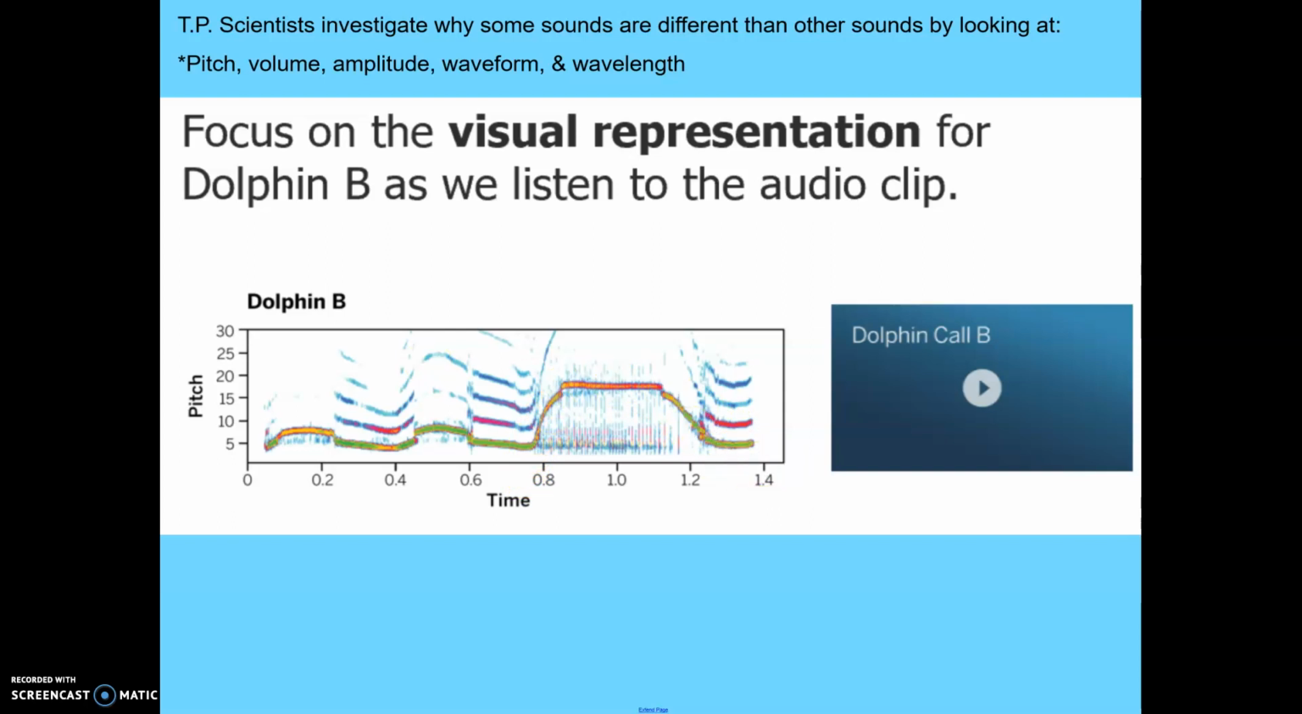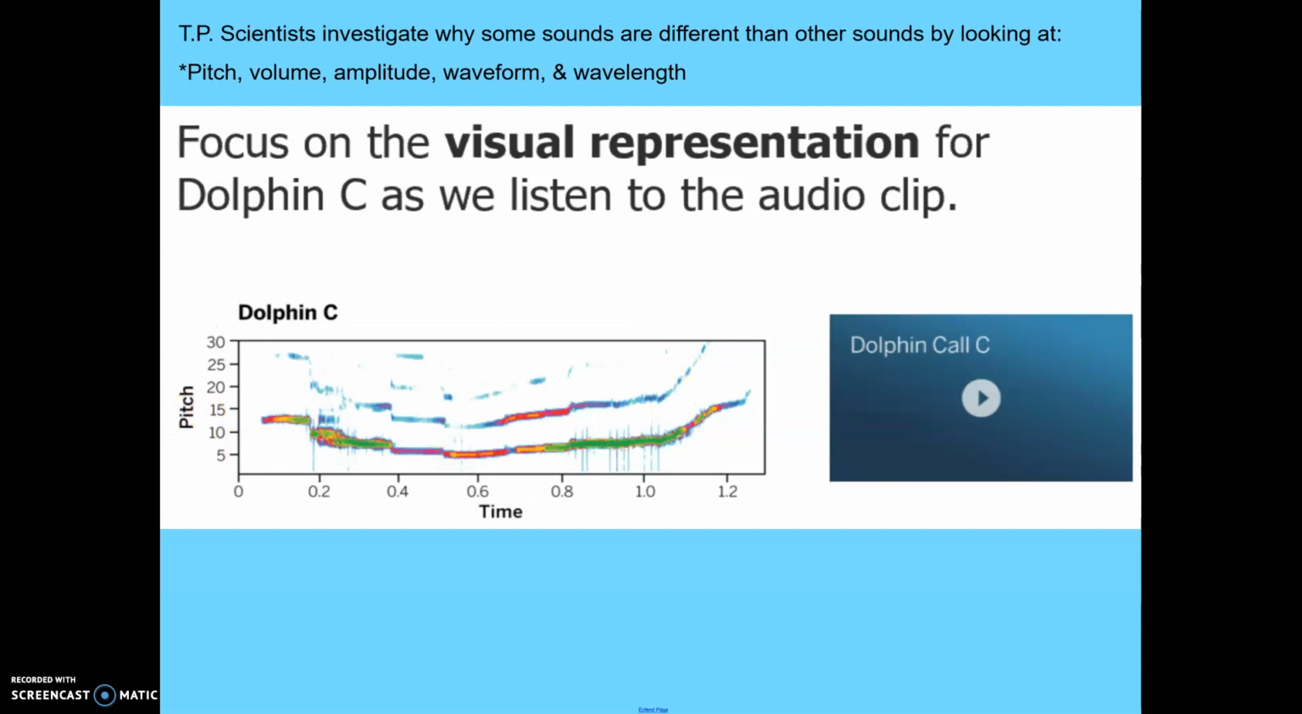And let's listen to our third dolphin call and see how that could match our graph.